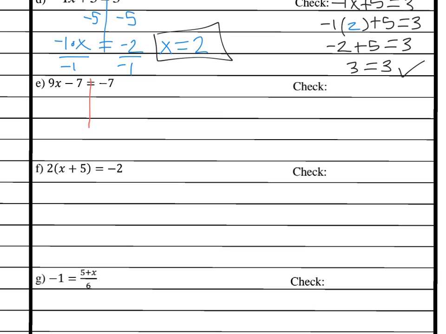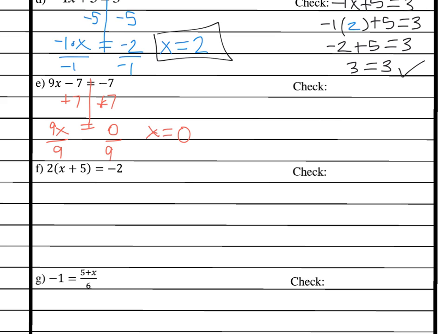Alright, next one here. 9x minus 7 equals negative 7, so we have to get rid of that minus 7 first. To do that, I'm going to add 7 on both sides. So then I get 9x equals negative 7 plus 7 is 0. And then 9x is multiplying, so to undo multiplying by 9, I divide by 9 on both sides. If you're unsure, you can always type something in the calculator. It's okay to have the 0 on the top. 0 divided by 9 is just 0. So we are left with x equals 0.